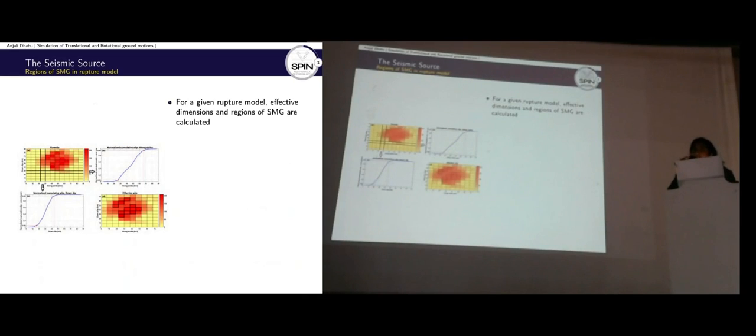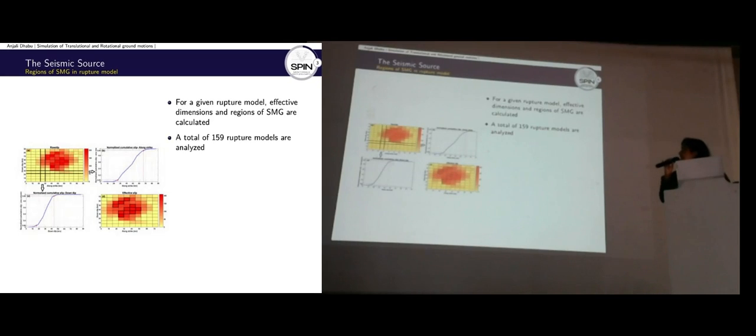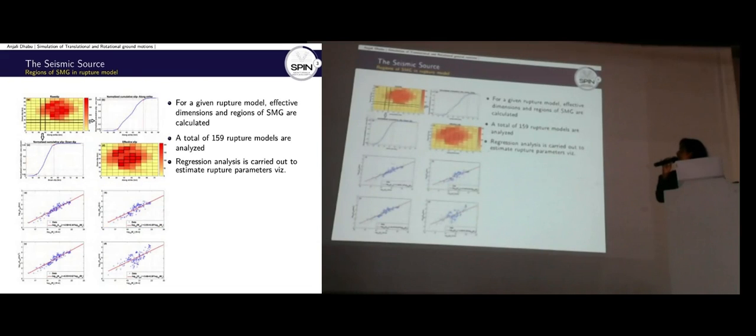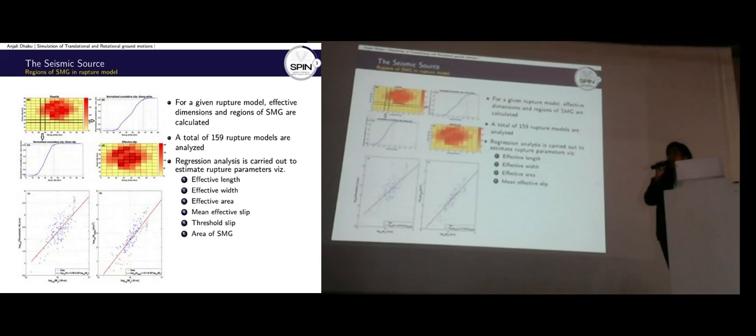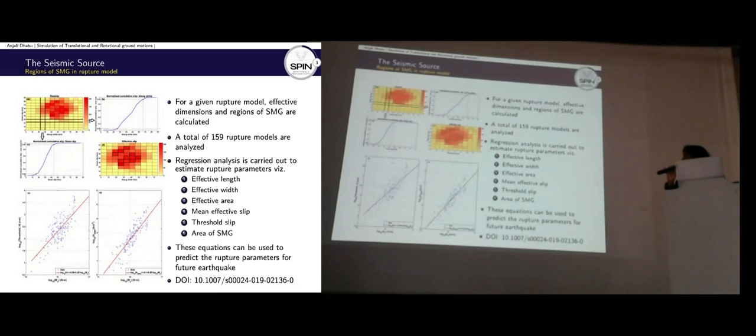So once the methodology was developed, I have applied this method on 159 rupture models to determine the effective length, width, area, mean effective slip, and the threshold slip. The threshold slip is the number that will define that above this particular value, the slip will follow a Pareto distribution. And then finally, the area of strong motion generation. These equations can be used to predict the rupture parameters for any given future earthquake.